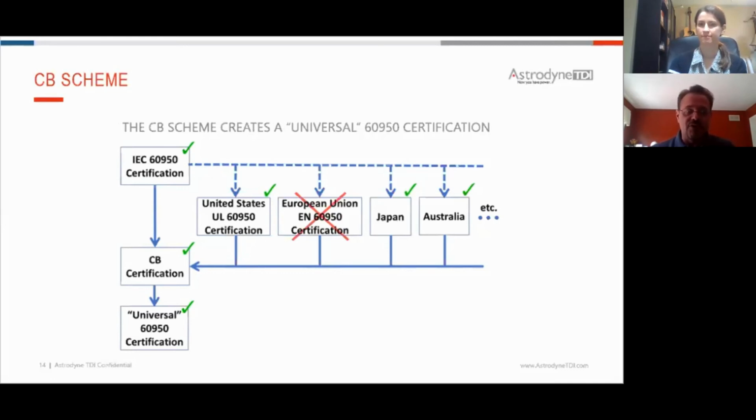So for example, UL in the United States has their own version of 60950. The European Union had their own version. Japan has their own version. Australia, etc. So although the European Union is no longer going to be making EN 60950 a valid certification, the fact that you do the CB certification scheme, which takes into account all the different variations across all the different countries that accept the standard, gives you a universal IEC 60950 certification that can be used.